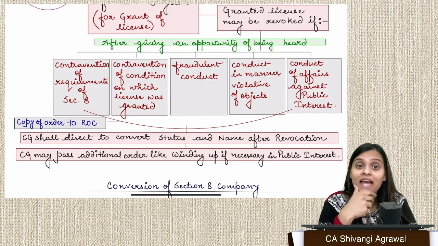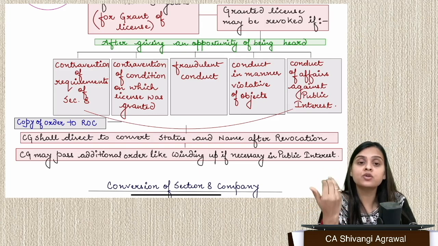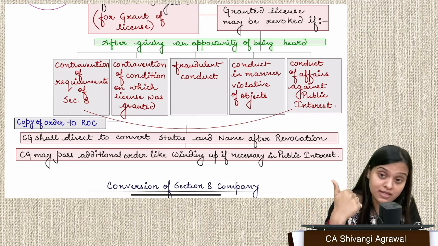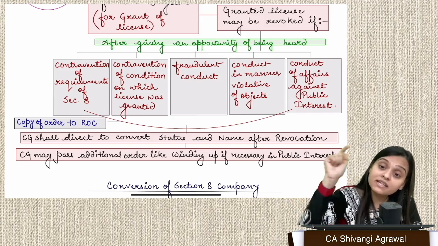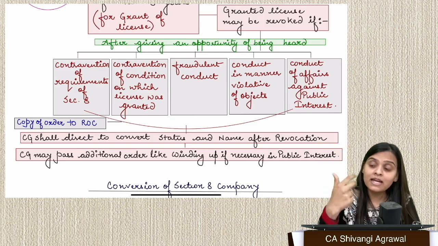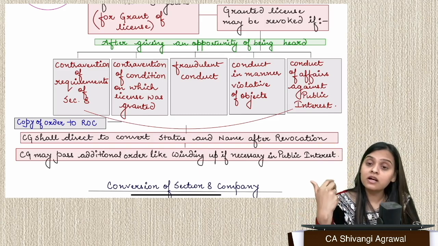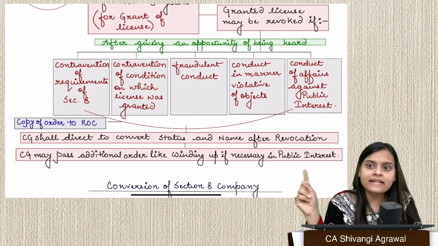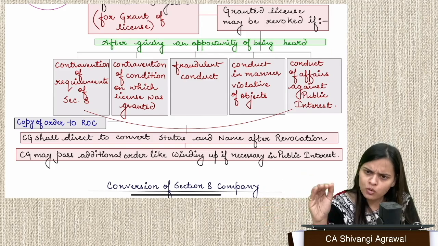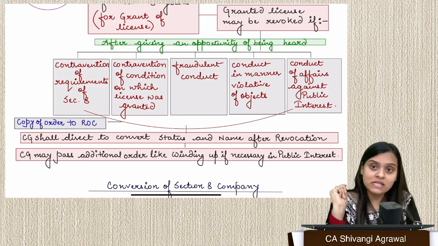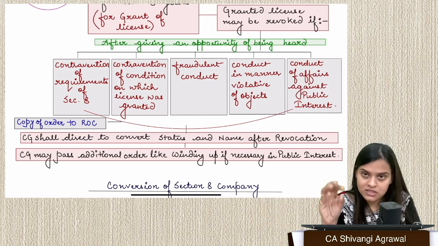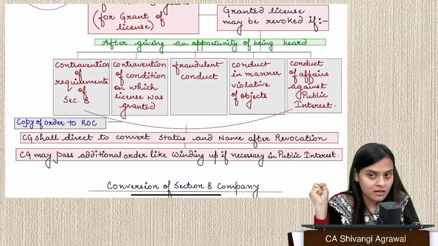When can it be revoked? It can be revoked. Of course, it will be revoked after you give an opportunity of being heard to the company, but it can be revoked if you do not comply with the Section 8 requirements or any associated rules. If you do not comply with the conditions on which license was given to you, if you do any fraud, if you are doing any activity which is violating your object clause. Your object clause said that you are going to promote science, but you're promoting something else, right? Or if your affairs are harming general public. So in such situations, the license can be taken back.